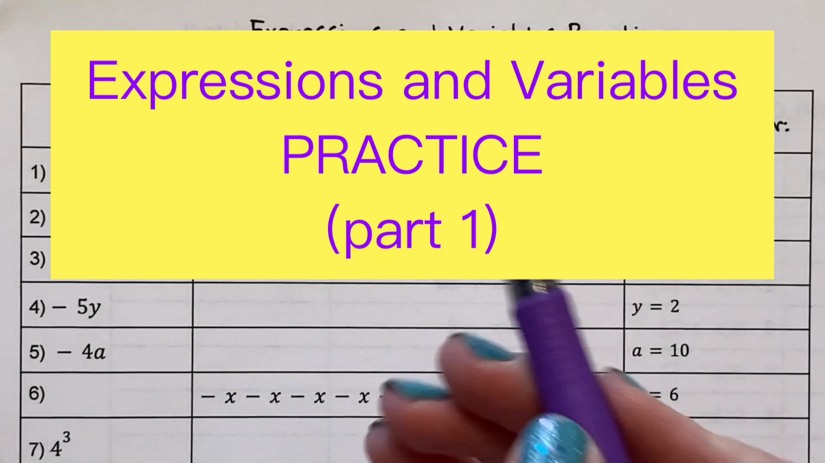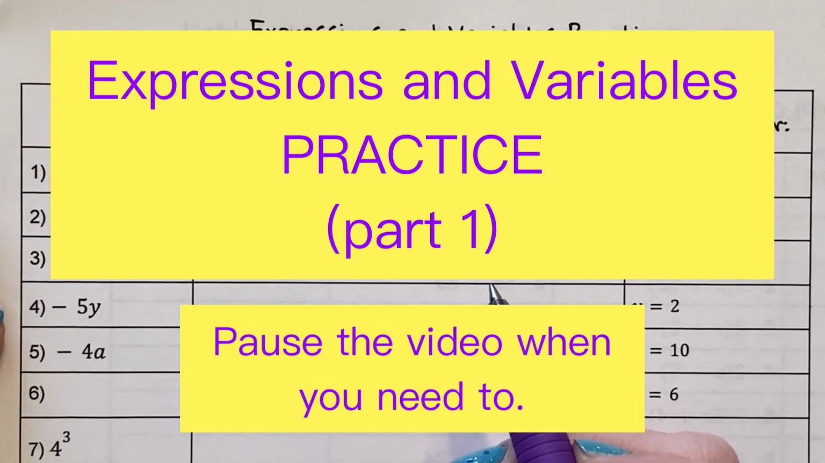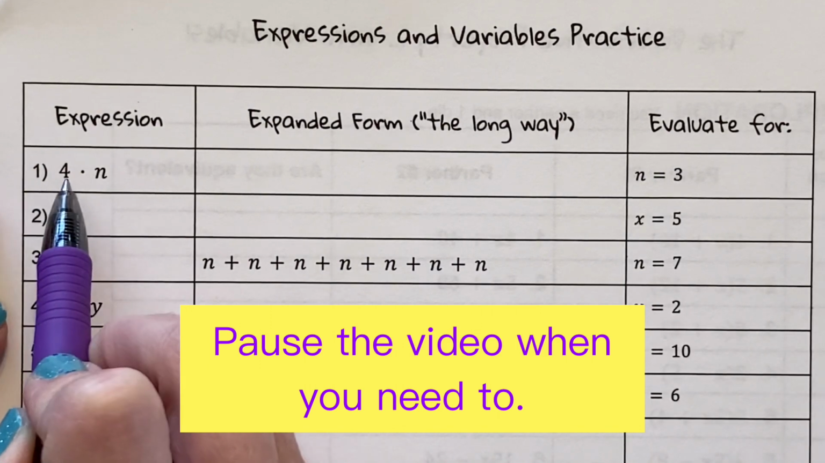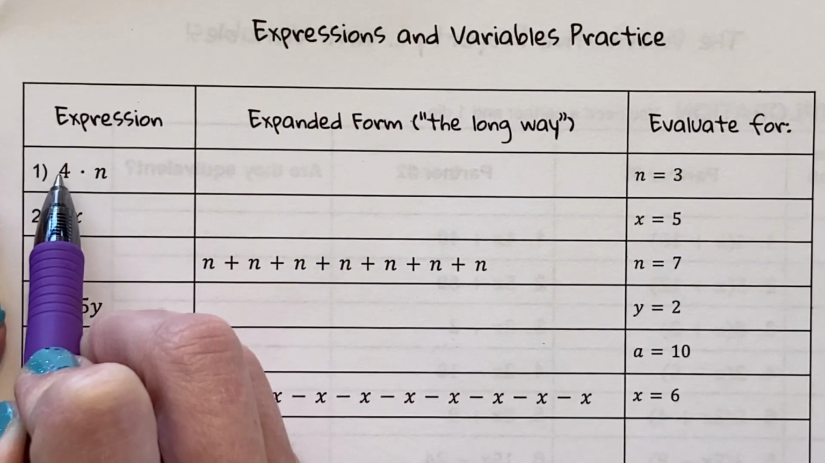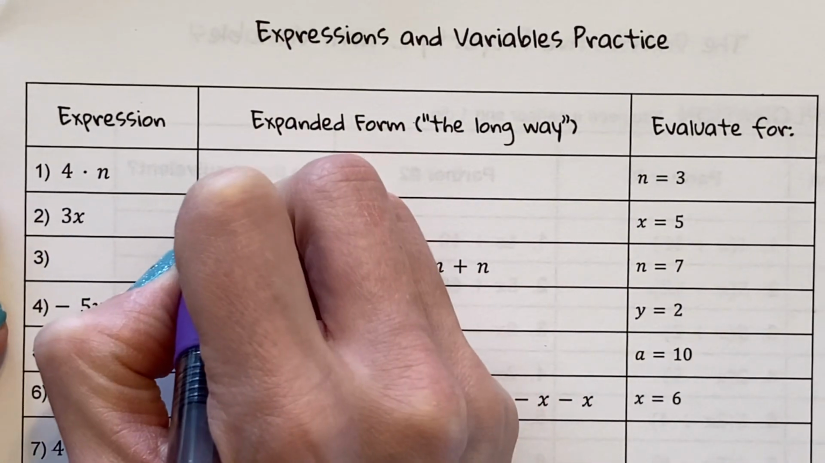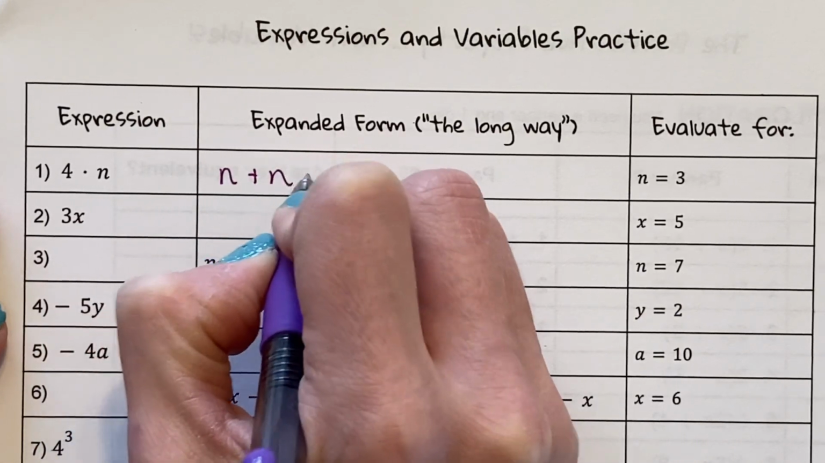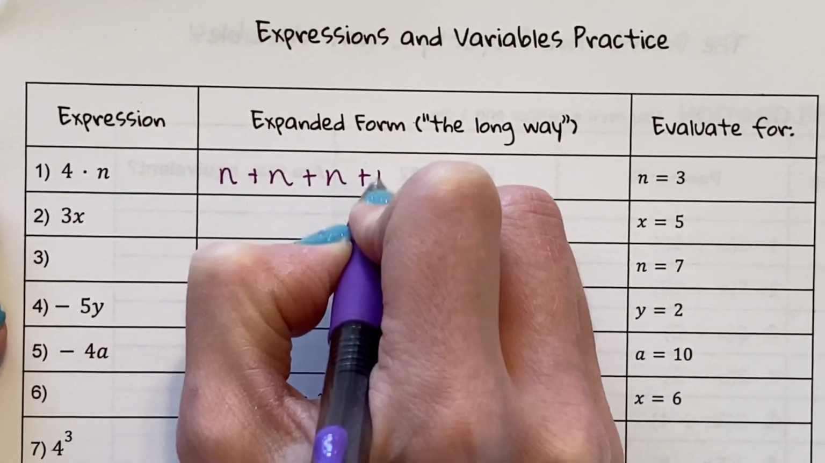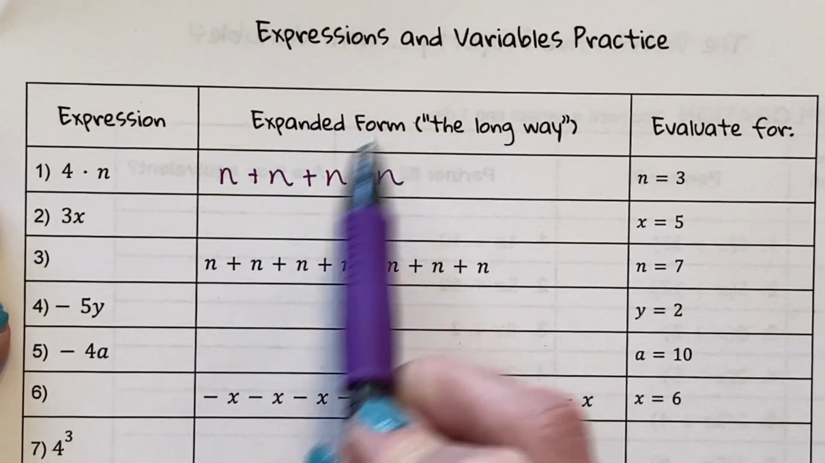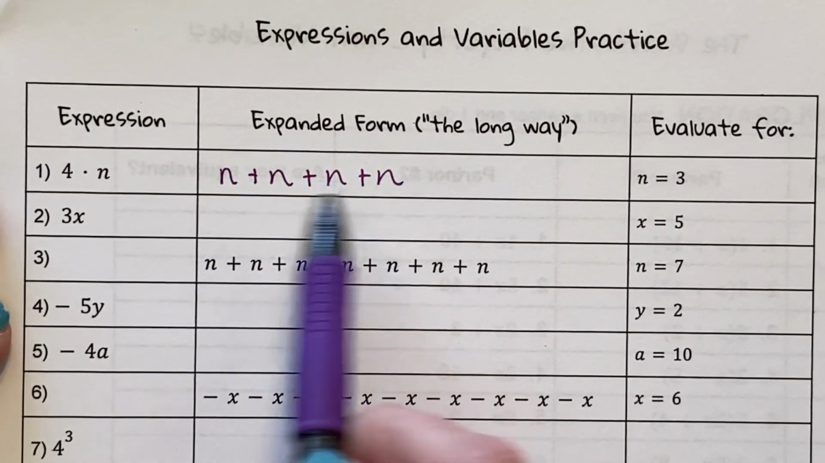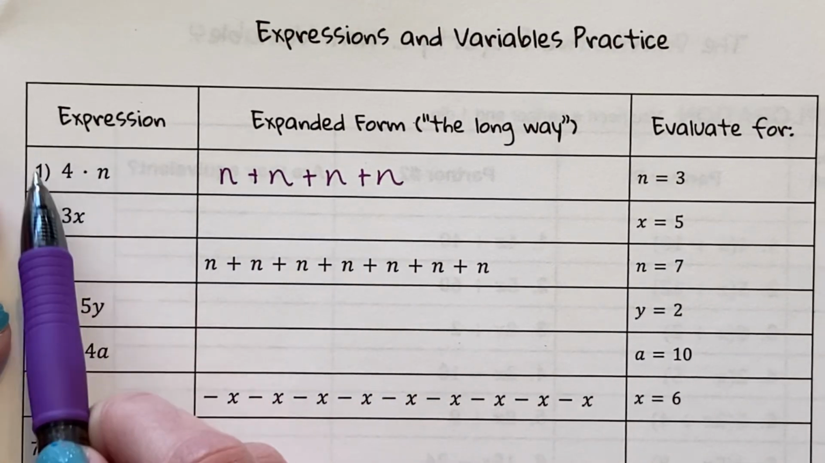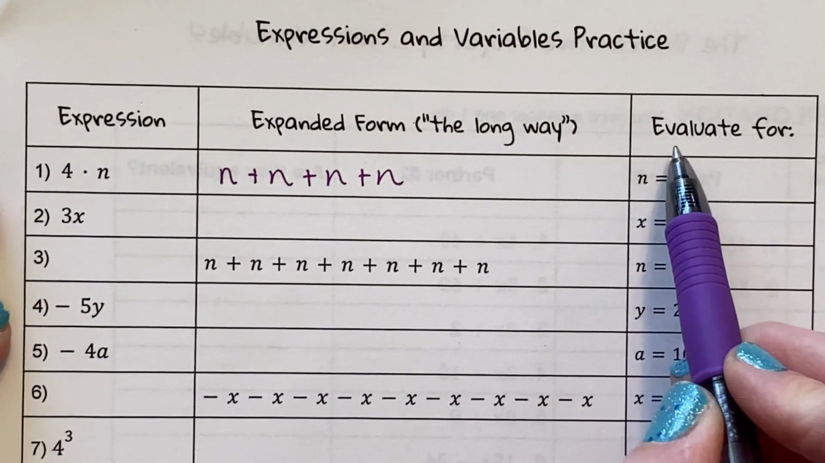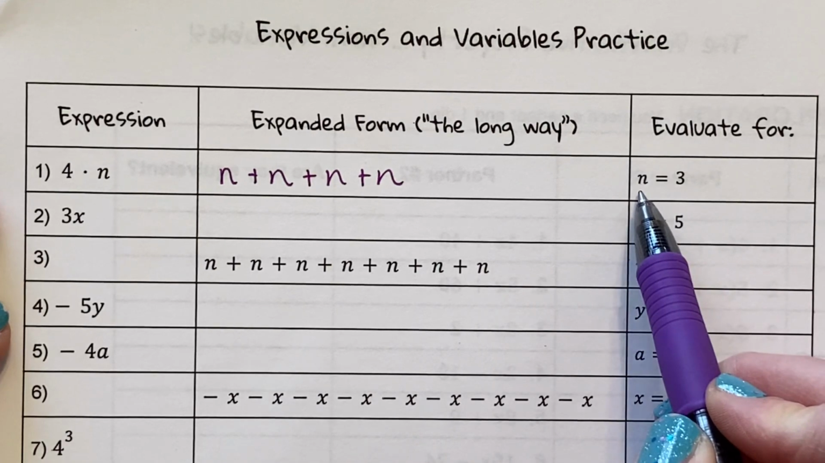Let's do a little bit of combining like terms, variables practice. Number one, 4 times n, that means 4 copies of n. That means n plus n plus n plus n. So that's the expanded form, just writing this out the long way. And the only reason we do this is to help our brain figure out what this weird kind of expression means. Now we're gonna evaluate this for when n equals 3.